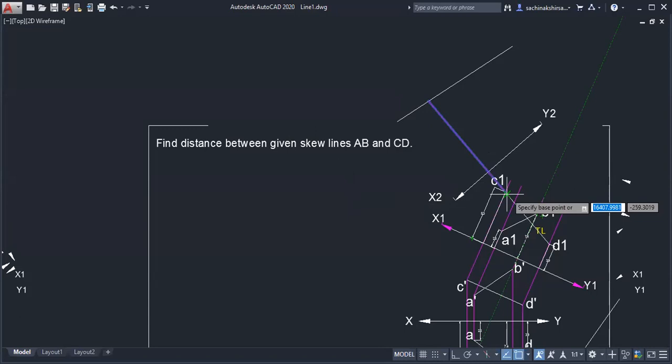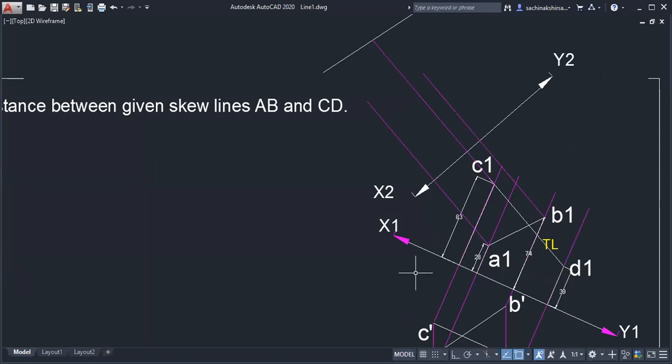Again, which points? A1 and B1. So this will be B1. From here, these projector lines: C1 and D1 will be on one line, and for A1 one projector, for B1 another projector line.